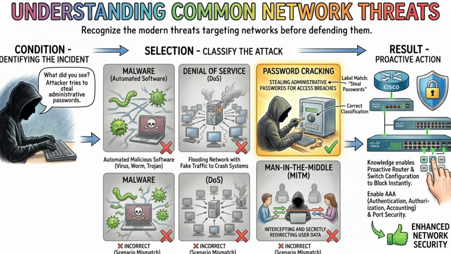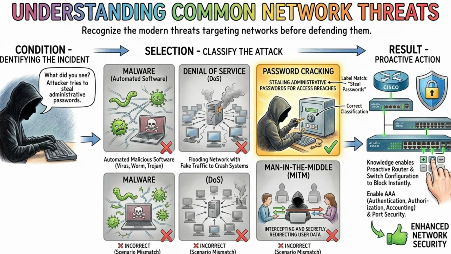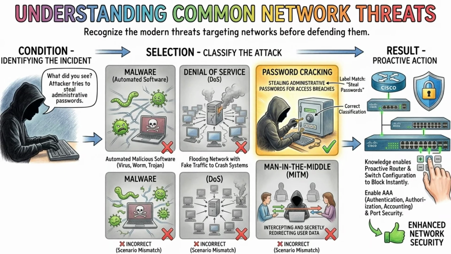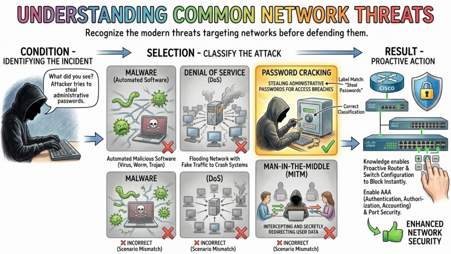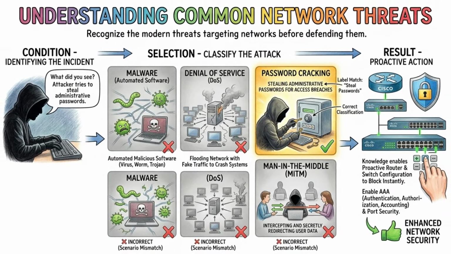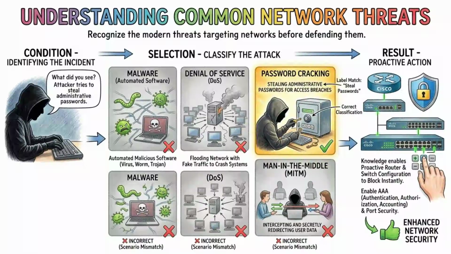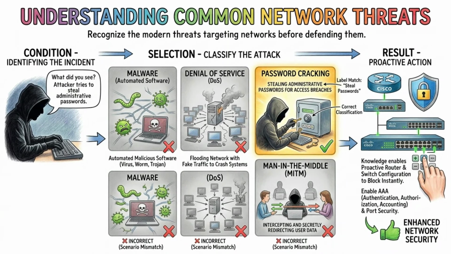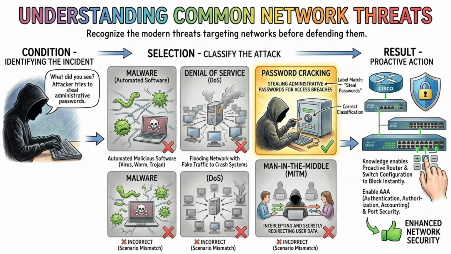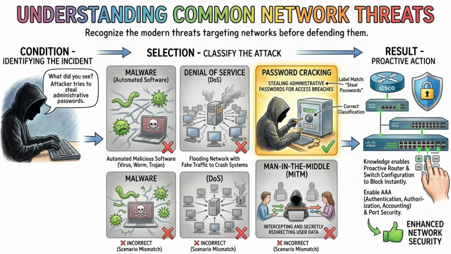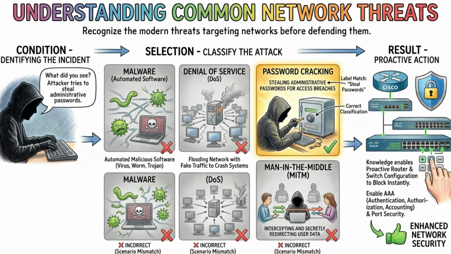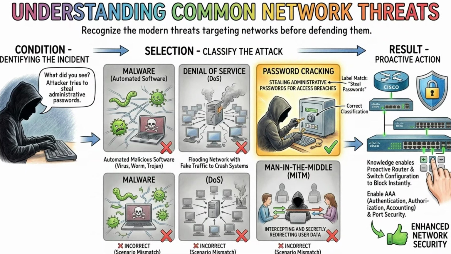Before we can protect a network, we have to understand the specific threats we are defending against. Modern networks constantly face automated attacks from malicious software, targeted attacks from dedicated hackers, and even accidental damage caused by untrained employees. A hacker might try to steal administrative passwords, flood the network with fake traffic to cause a system crash, or secretly redirect user data to a malicious server. Understanding how these common attacks operate allows you to proactively configure your routers and switches to block them instantly.